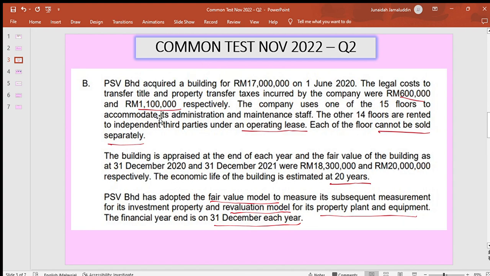So tak sampai 7%, okay. The floor was occupied by owner and employee, okay. So kita boleh katakan yang the portion that is occupied by owner and employee is not significant, okay. Therefore, the whole building shall be classified as investment property, okay.